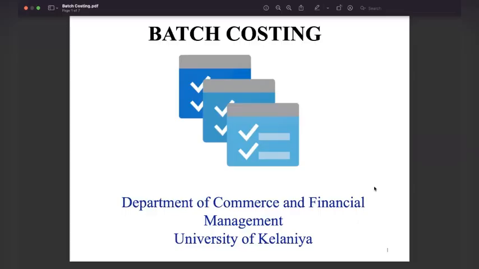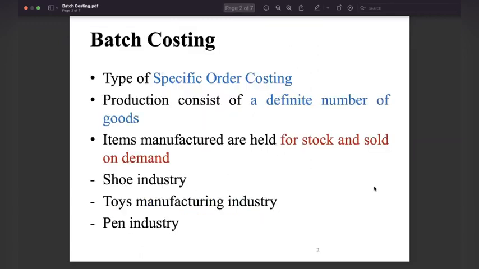In this lesson also, we will discuss what batch costing is and a bit of theoretical aspects, and then we will do some exercises. So today, let's move on with the lesson. So what exactly is batch costing? The name itself actually suggests what it is, right? Type of specific order costing. So there will be a batch produced there, right? So read this slide and check whether you understand it.